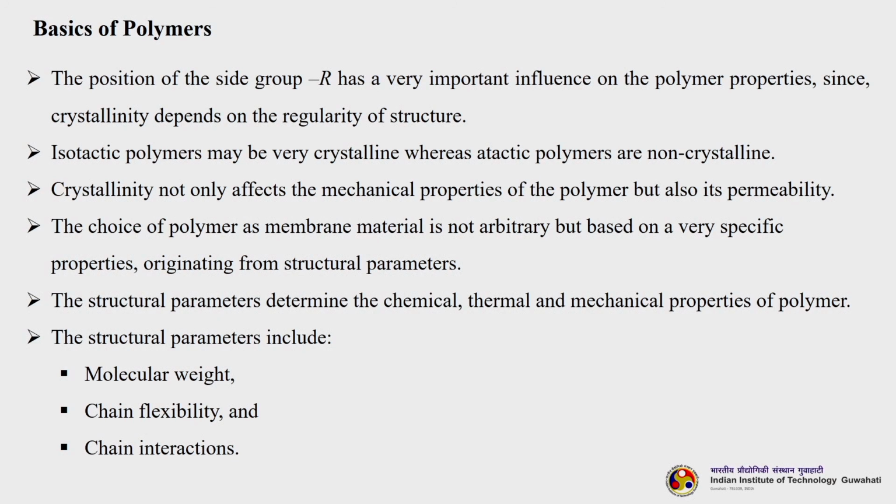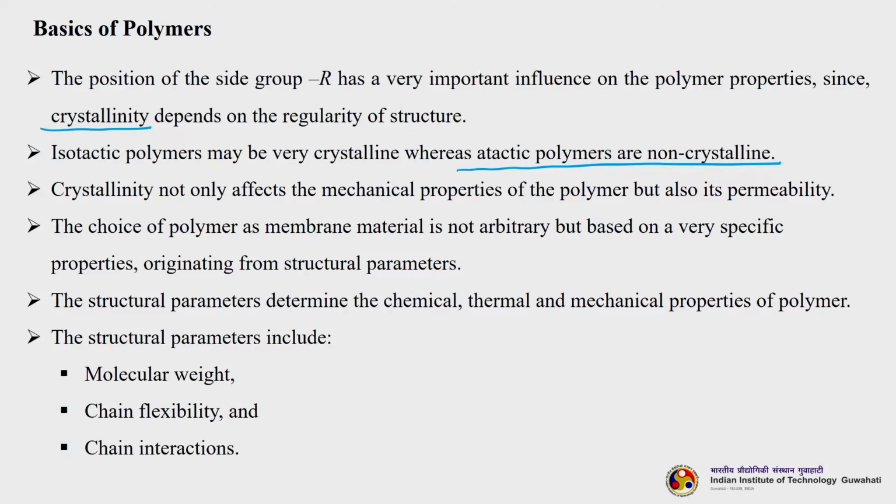So, the position of the side group R has a very important influence on the polymer properties, since crystallinity depends on the regularity of structure. Crystallinity is a very important feature of polymers. Isotactic polymers may be very crystalline, whereas atactic polymers are non-crystalline. Most of the atactic polymers are non-crystalline. Crystallinity not only affects the mechanical properties of the polymer, but also affects its permeability. As you know, permeability is one of the most important features of membranes. So, crystallinity and permeability both are very important for a polymeric material.